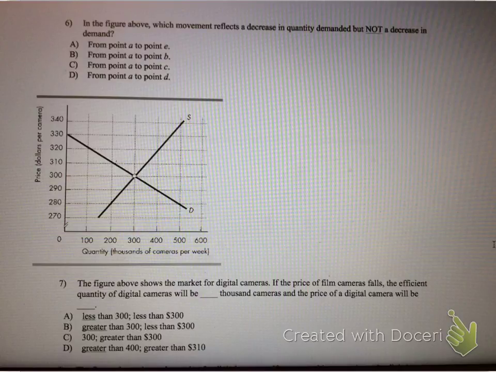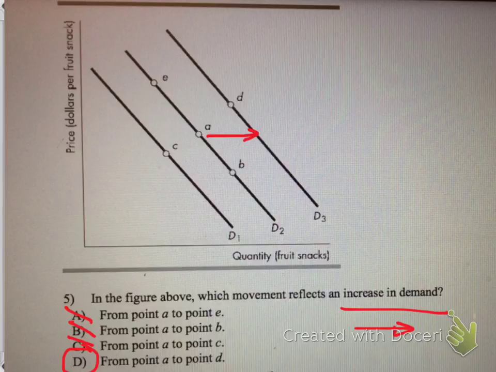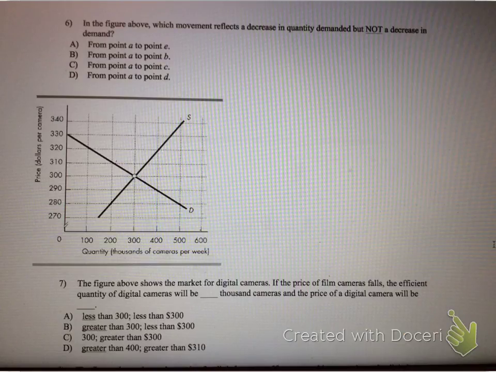Which movement reflects a decrease in the quantity demanded, but not a decrease in demand? Well, that would be a movement along the curve. They said not a decrease in demand, so you don't want shifts. So let's get rid of that. That's what you don't want. So what would decrease quantity demanded? You'd have to move along the curve here, in this direction, from A to E. So, yeah, that'll be A.